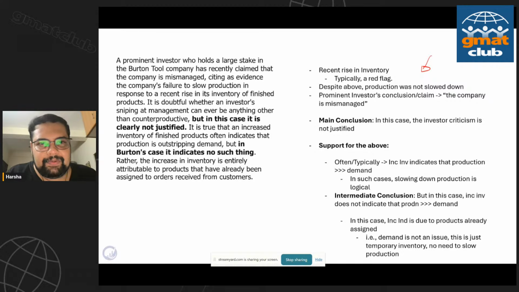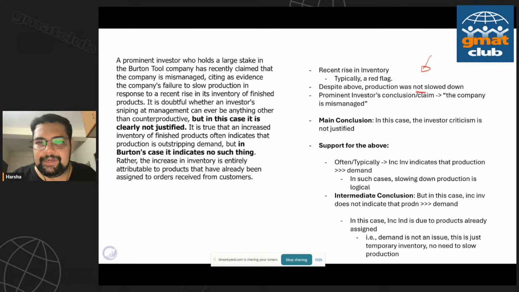So, what's happening here? Firstly, there's a situation: there has been a recent rise in the inventory level of Burton Tools products. Now, typically, and again, think real life, whenever you think that inventory is increasing, there's a red flag there, inventory holding cost and all that. But inventory is increasing despite the fact that production has not slowed down. That usually is a big red flag, right? You're producing so much, you're storing so much in your warehouses, but you should be slowing down typically. But production has not been slowed down. That's what is given to us.